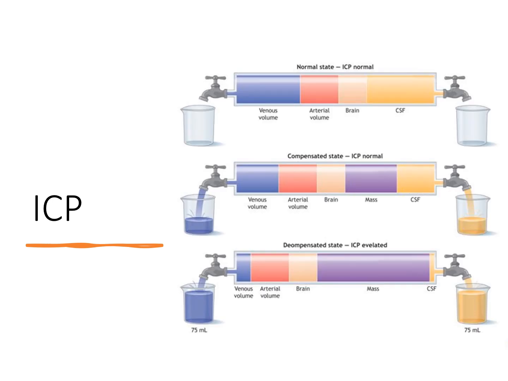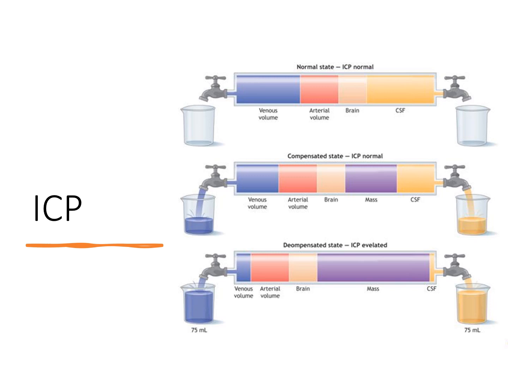Intracranial pressure. So the normal state of intracranial pressure is that the skull will contain four main components. It will contain the brain, obviously. There'll be some associated cerebrospinal fluid. There'll be some arterial blood and some venous blood.